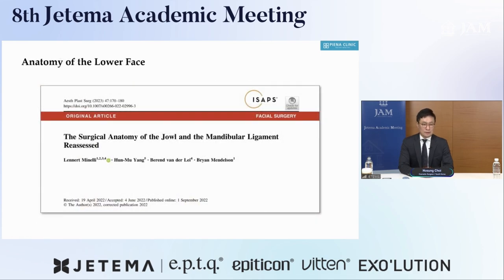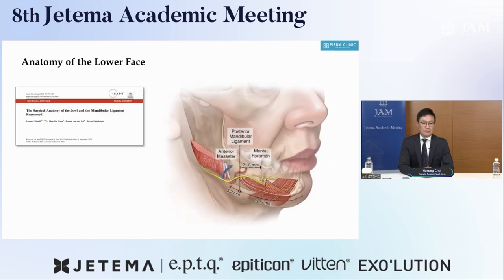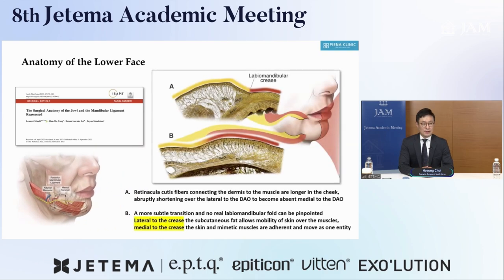In an article published in 2022, the anatomy of the jowl and the mandibular ligament was described precisely. The location of perioral muscles, facial artery and vein, and marginal mandibular nerve. I found some interesting things in this article about the marionette line or labiomandibular fold.